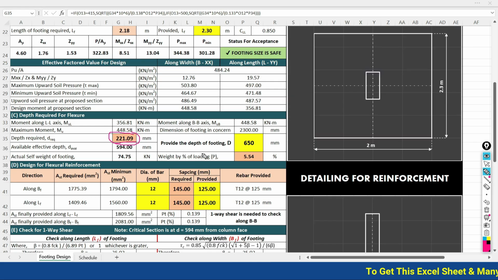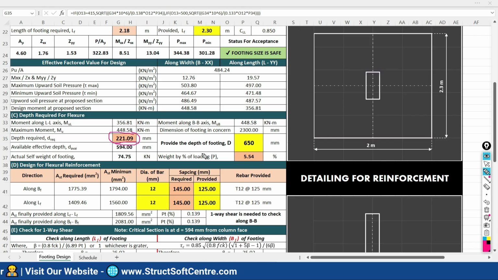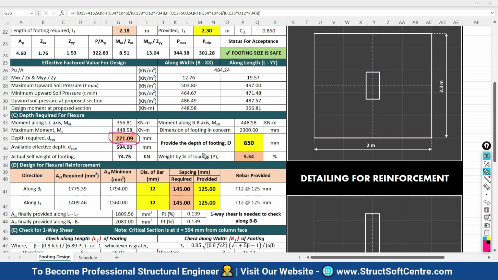But for your kind information, the depth of the foundation mainly governs for the shear instead of the flexure. There are two types of demands on the foundation depth. One is your flexural demand, second one is your shear demand. So normally the depth requirement is going to be governed by shear demand instead of your flexural demand.